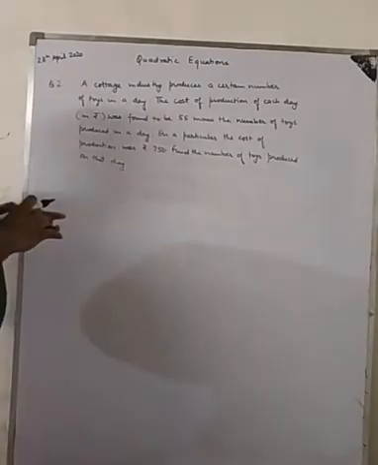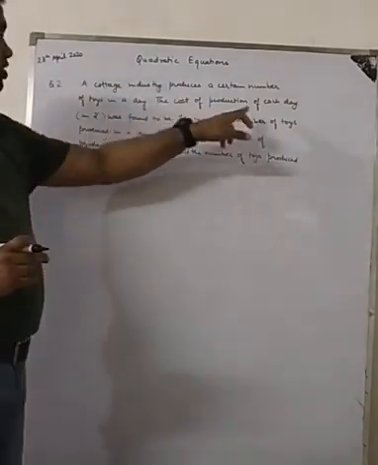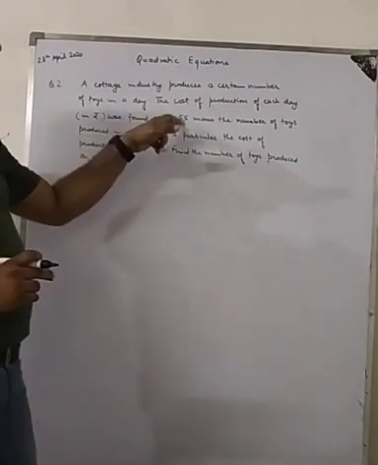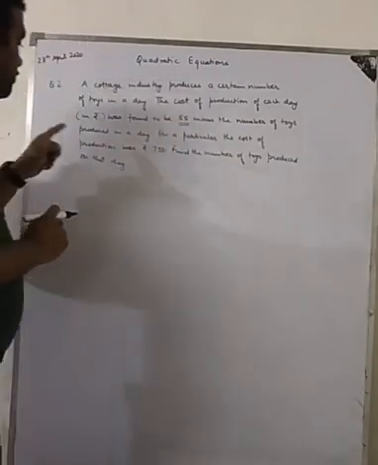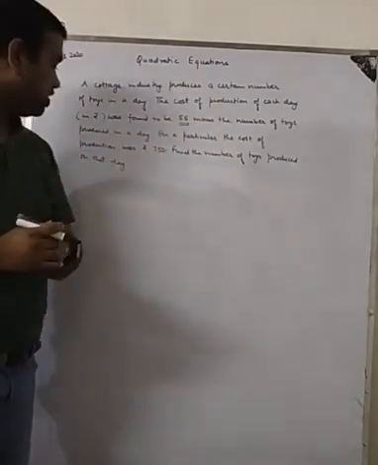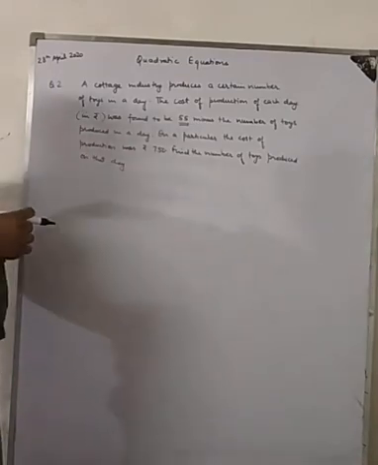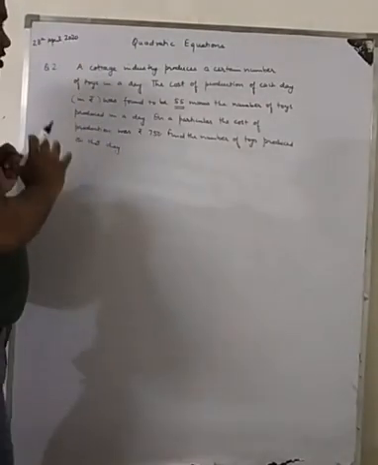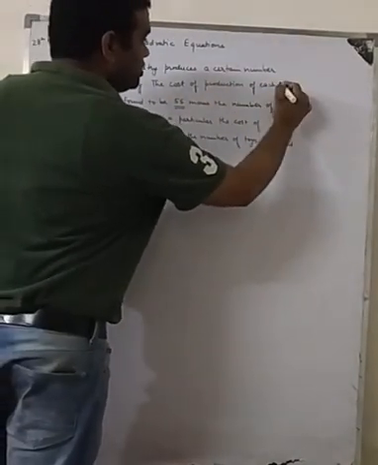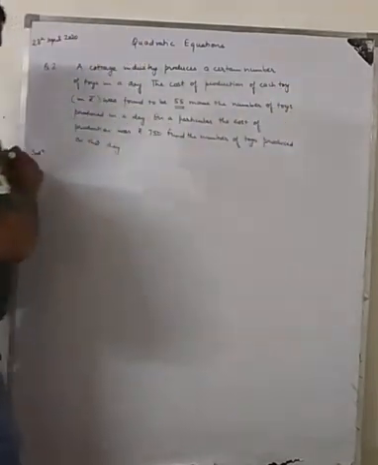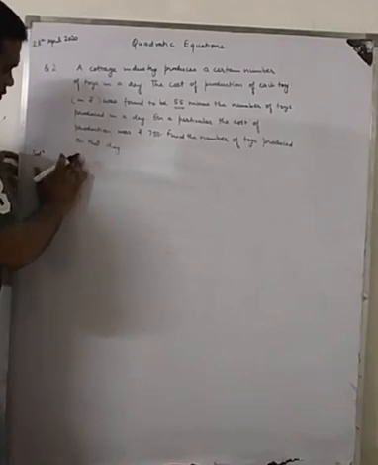So a cottage industry produces a certain number of toys in a day. The cost of production of each day in rupees was found to be 55 minus the number of toys produced in a day. On a particular day, the cost of production was rupees 750. So we need to find the number of toys produced. Now, how are we going to solve this question? There is some small change. This is the cost of production of each toy, not day.